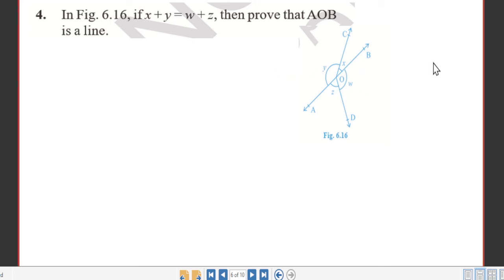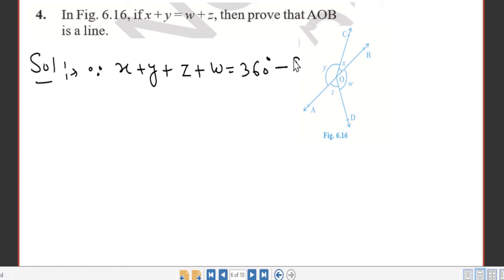So how do you prove this one? See this. It is given x plus y is equal to w plus z. It is given. So we have to prove that. No problem. See this. How do you prove this one? Solution. Since we know that angle x plus y plus z plus w is what?